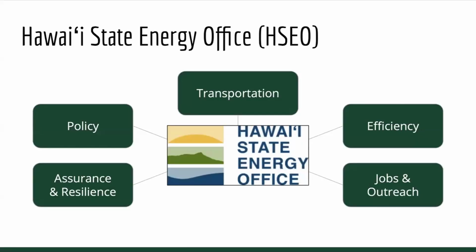So the state of Hawaii has set up the Hawaii State Energy Office to manage a lot of the decisions and research around making energy decisions for the state. So some of the tasks they're charged with is energy assurance and resilience. So making sure that we have the ability to deliver power where we need to in a robust way that's not going to be disturbed by certain outside influences, making recommendations for energy policy, making recommendations for transportation options as they relate to energy, making decisions regarding energy efficiency and understanding the best ways to promote energy efficiency, and then working with jobs and outreach related to energy.